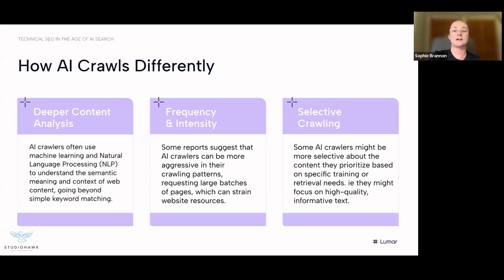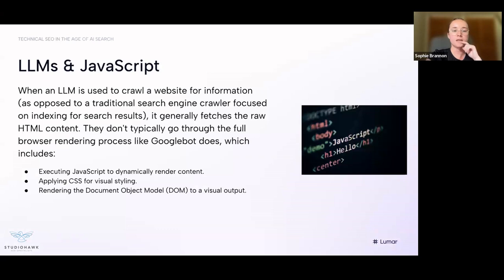So if they're looking at training in a specific way or they have specific retrieval needs, then they may crawl in a different way to how Googlebot would crawl. So that's something that's really important. Ultimately here, again, it's high quality, informative content, informative text. But what does that mean technically for us as well?